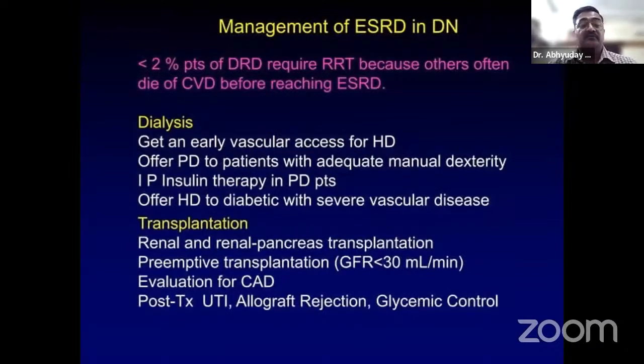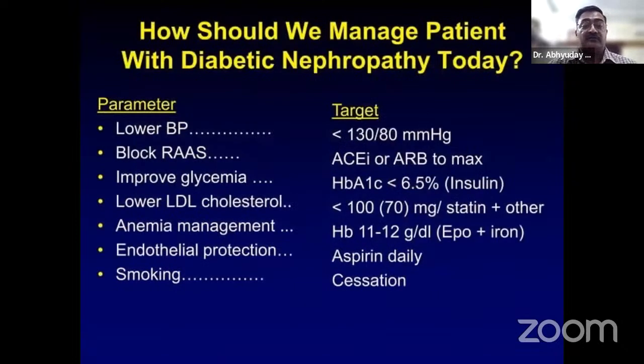I won't go in details of dialysis and renal transplant. So these are our parameters: lower BP, block RAS, improve glycemia, lower the LDL levels, anemia management, endothelial protection, and smoking cessation. These are the usual points of management to take care of diabetic nephropathy, reversal or management.